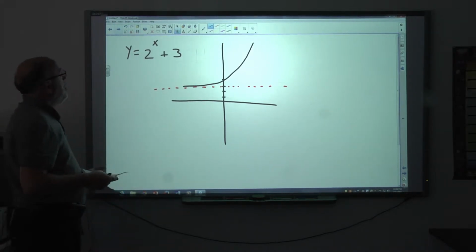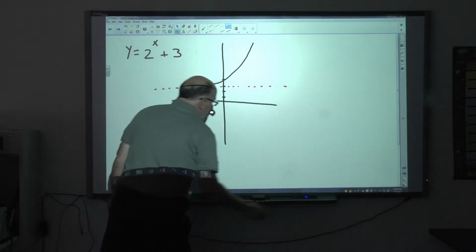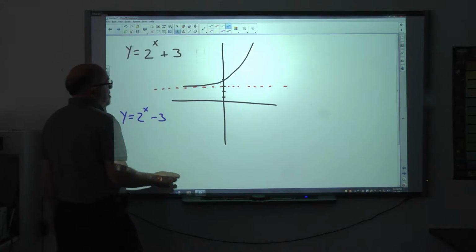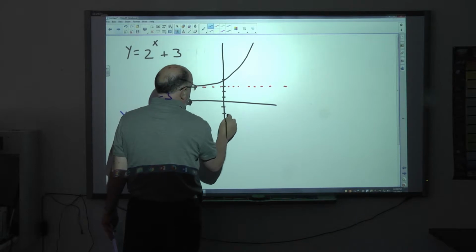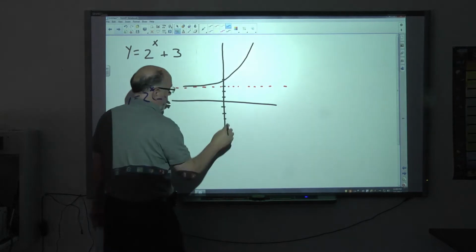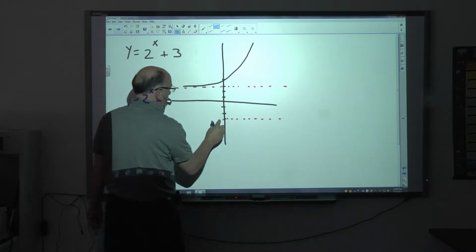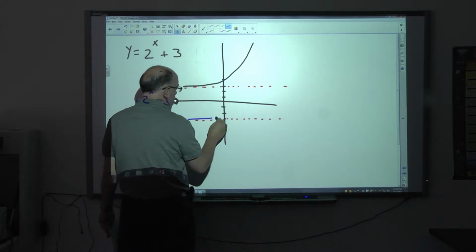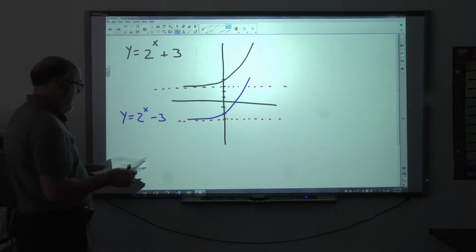And then if I graph y equals 2 to the x minus 3, let's just do that. It would be the same shape, but it would now be 3 units lower. And so we would have my asymptote down here, and my graph would now look like that. Right? So we can take a graph and move it up and down.